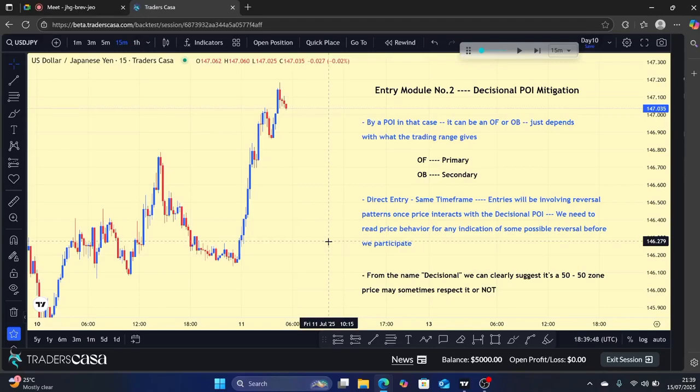In today's session, we'll be covering the second entry module, and we know the second entry module is the decisional POI mitigation. I believe you are now good with the first entry module, which was inducement sweep, which we covered in our previous session. Today being day 10, we'll be diving into the second entry module, and you can clearly see there it's the decisional POI mitigation.